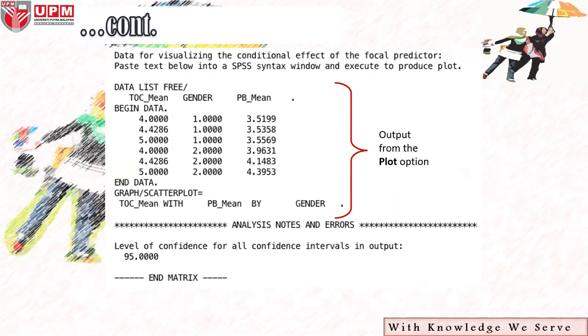Next one, output from the plot option juga. Ni kalau let's say kita nak buat plot, we want to come up with a plot or graph later on, we can use the output from here. Okay, kita boleh guna output ni.